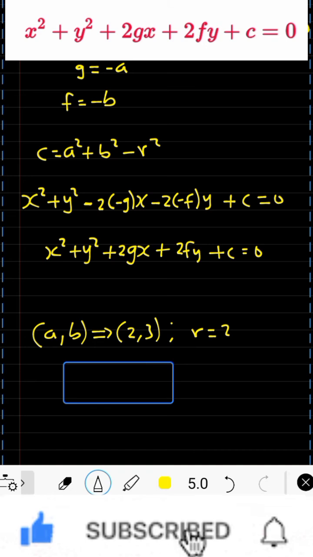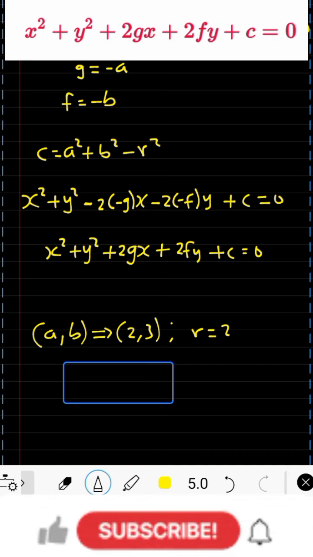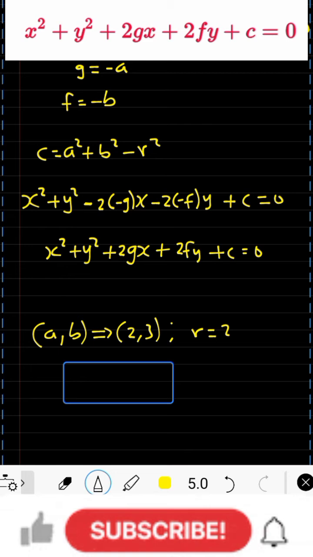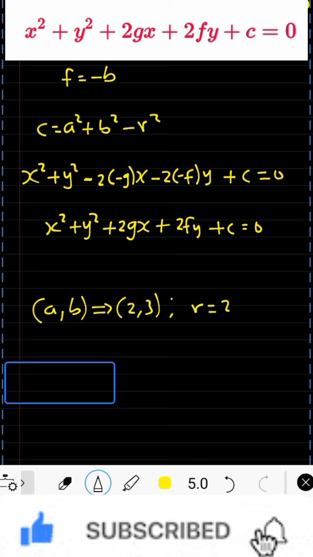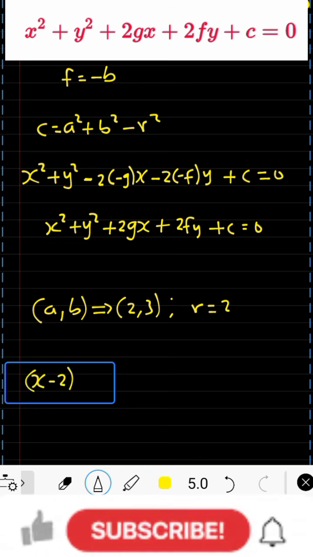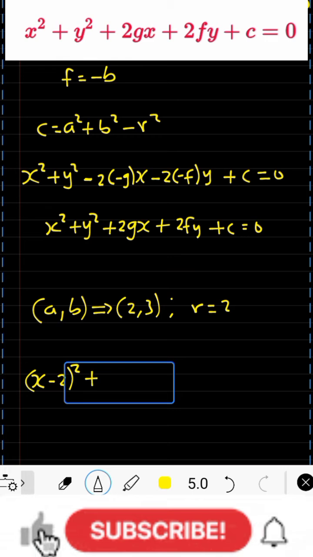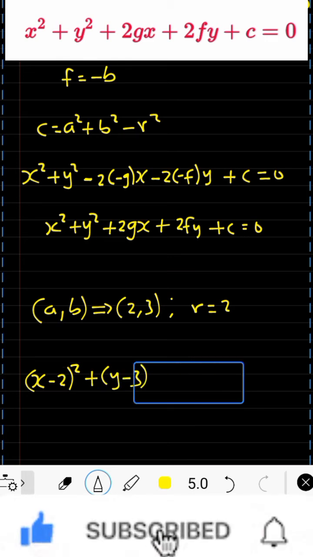We are going to use this general equation to derive the general form, and we are still going to work on the other equation to see if we can get the general form. So let's do that now. From the initial equation, we are going to have (x minus 2) squared plus (y minus 3) squared is equal to 2 squared, that is r squared.